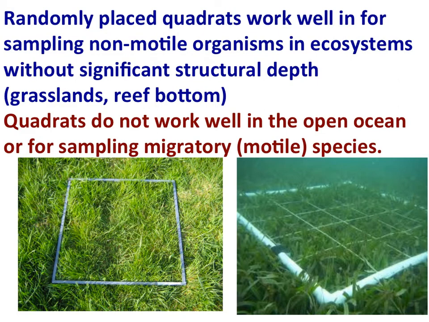Randomly placed quadrats work well for sampling non-motile organisms in ecosystems without significant structural depth, such as grasslands or the bottom of a reef. Quadrats do not work well in the open ocean or for sampling migratory species. Now notice, I'm adding some evaluation of quadrats here. Pay attention.